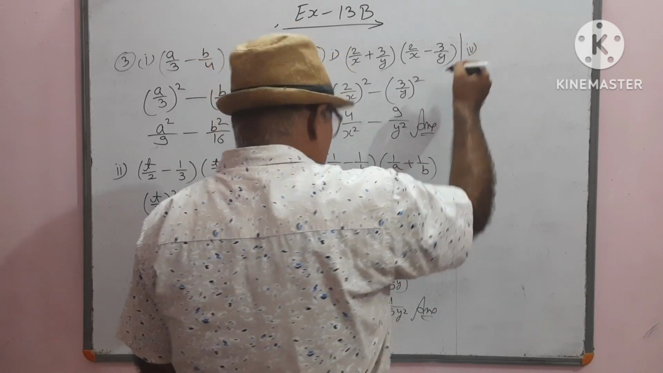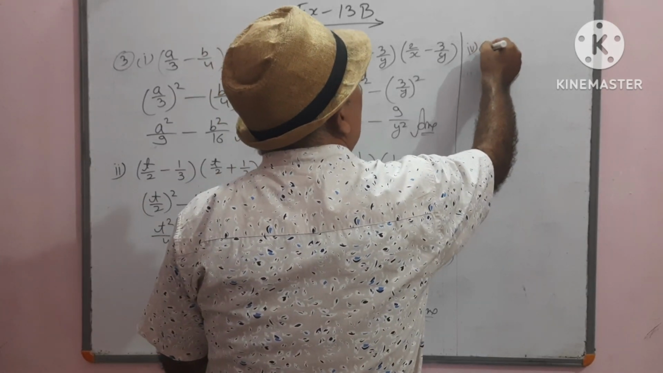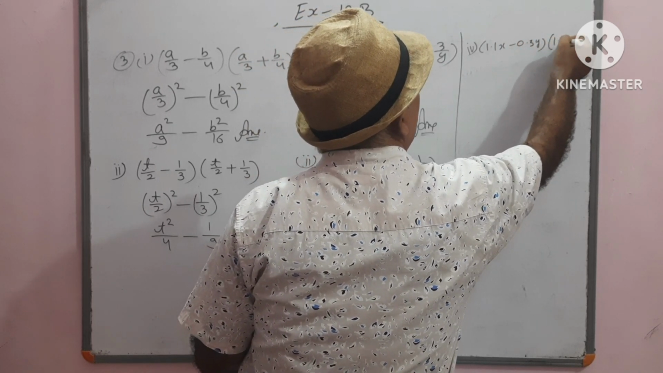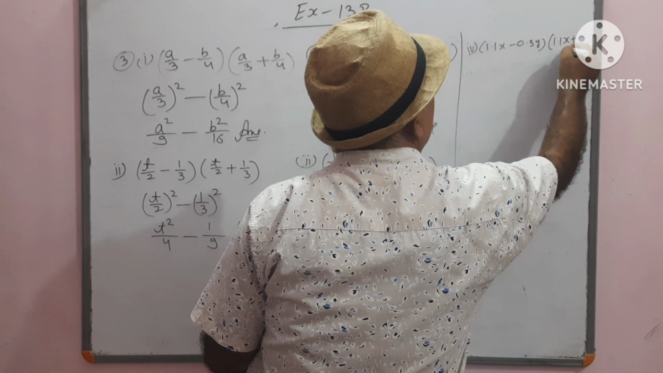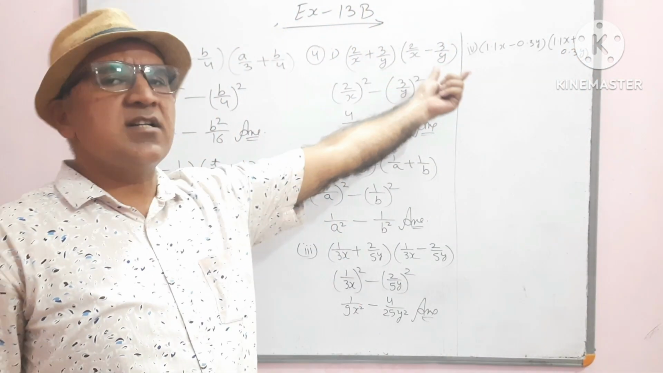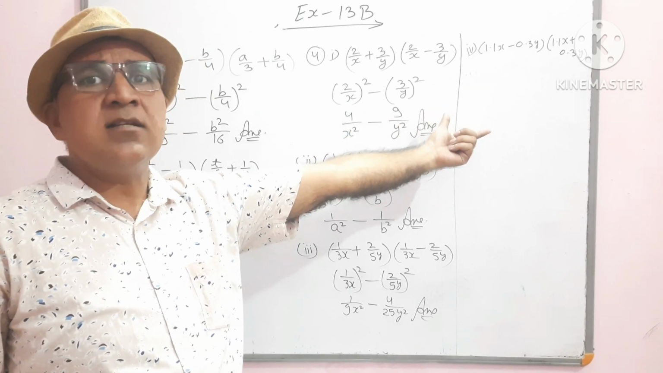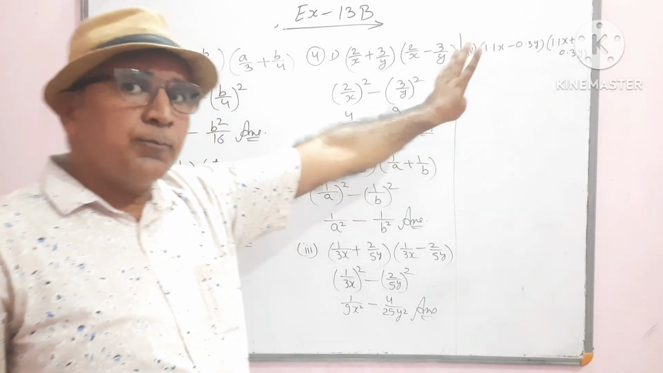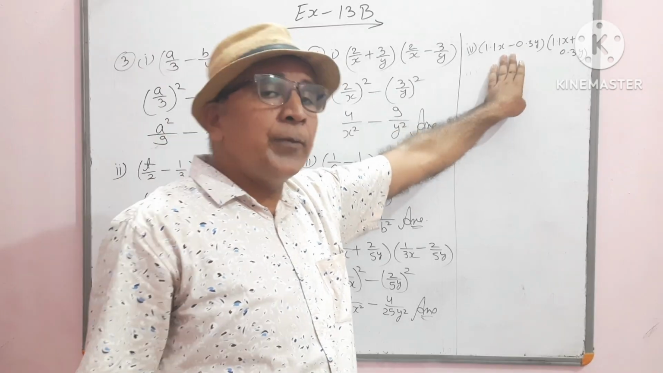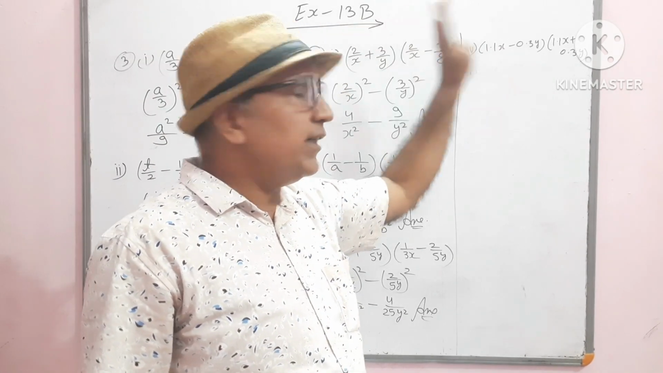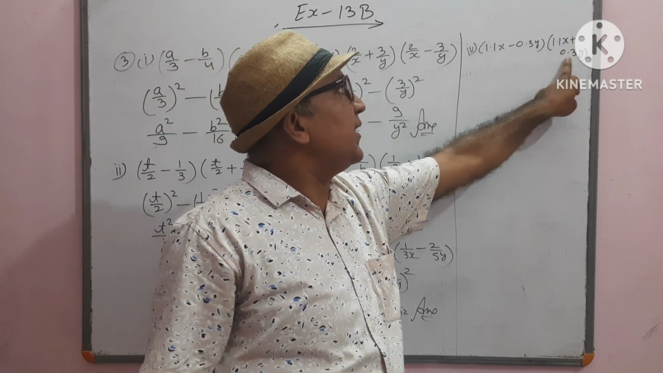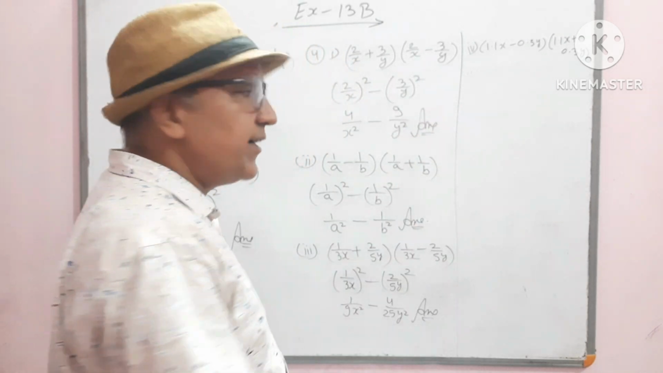Question number 4 part 4 is 1.1x minus 0.3y into 1.1x plus 0.3y. No matter that the numbers are in decimal, the main point is there are two brackets and both brackets have the same number with opposite sign. That means if you compare your question with the identity, this is also looking like a minus b into a plus b. So you will use the same identity.